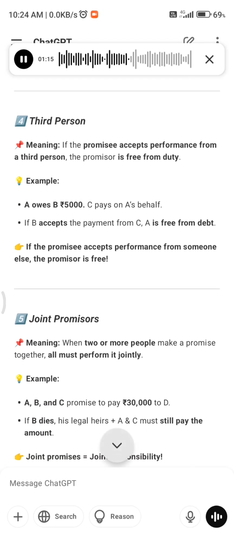4. Third person. Meaning, if the promisee accepts performance from a third person, the promisor is free from duty. Example, A owes B 5,000. C pays on A's behalf. If B accepts the payment from C, A is free from debt. If the promisee accepts performance from someone else, the promisor is free.